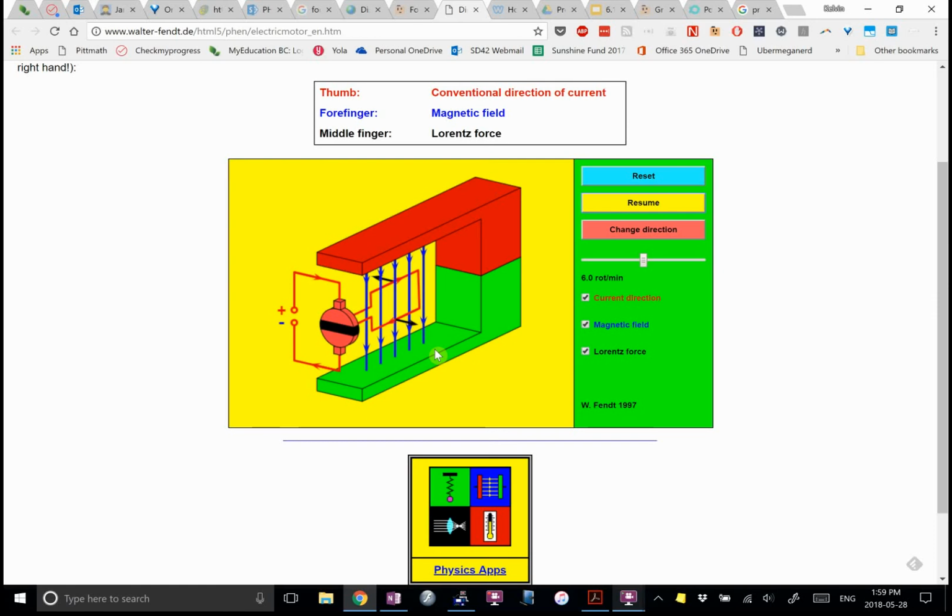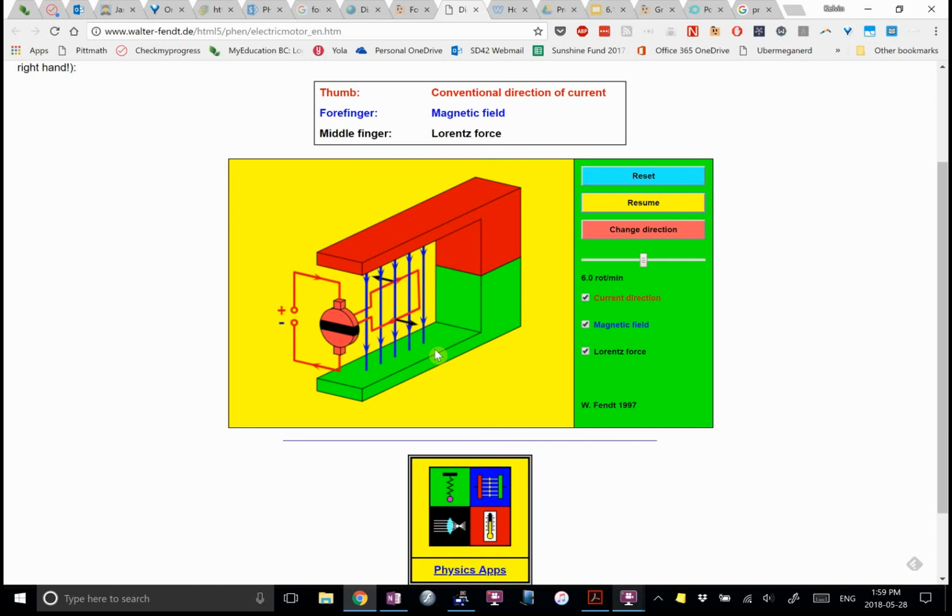Follow current. On the bottom bar, now the current's coming out of the page towards me. Bend my hand kind of like this, a little awkward, but I can do it. It's going to feel a force this way. So the top bar is going to feel a force, let's call it into the screen. The bottom bar is going to feel a force out of the screen. It's going to spin.